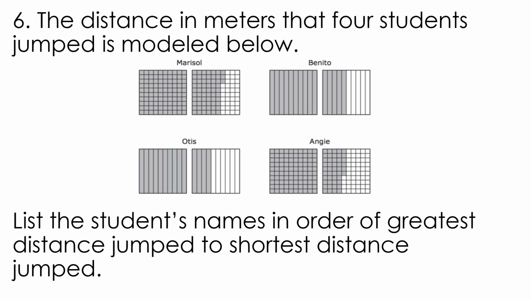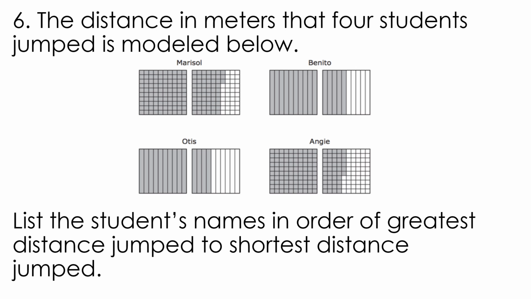All right, this was a question that I found online that said it was a very commonly missed standardized test question for 4th or maybe 5th grade. It says the distance in meters that 4 students jumped is modeled below. List the students' names in order of greatest distance jumped to shortest distance jumped.